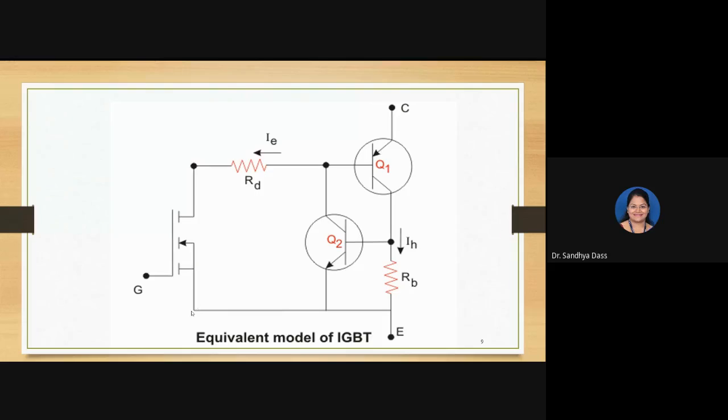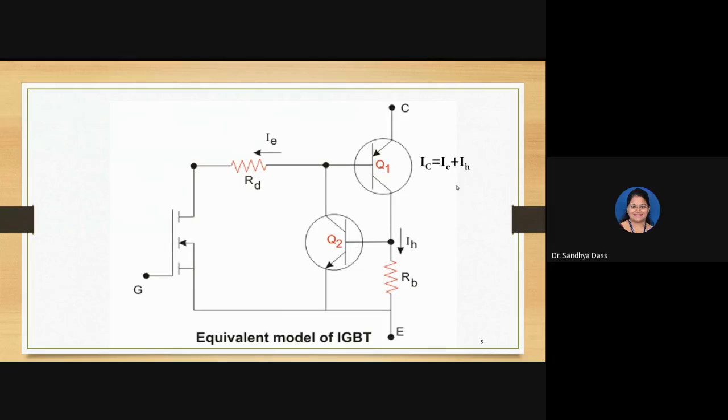Okay, so when there is a free path for the charges to flow, obviously there will be a path for current to flow. So from this device, the output we are expecting is the collector current, right? The collector current IC in the IGBT constitutes two currents, IE and IH.